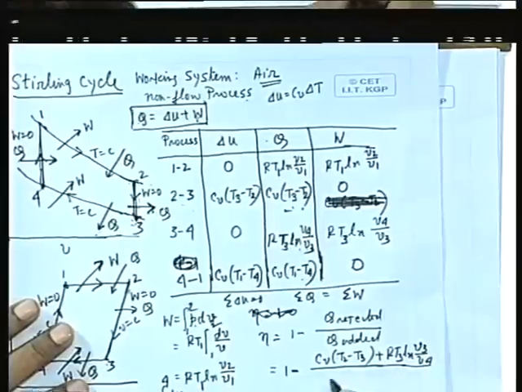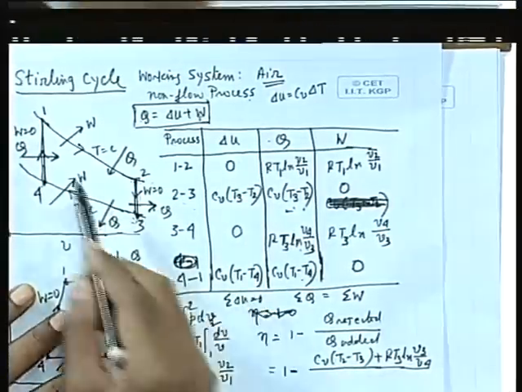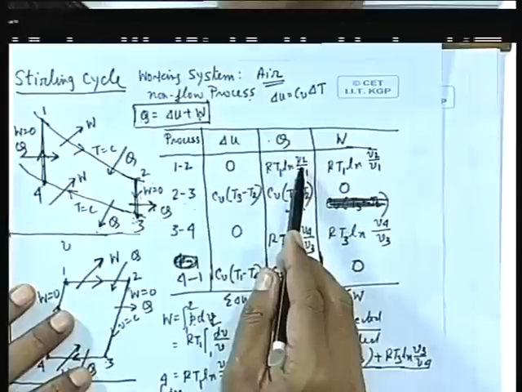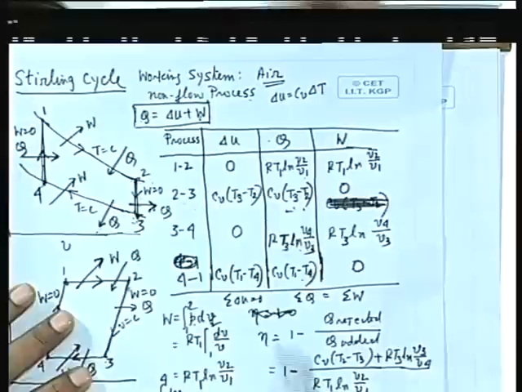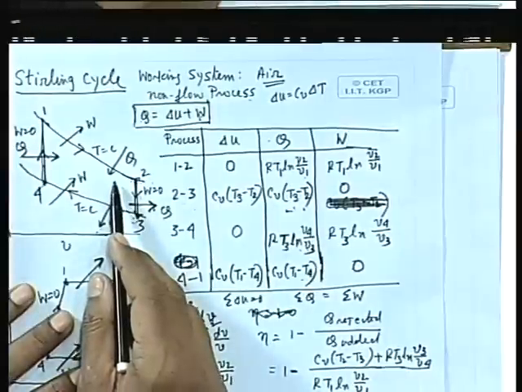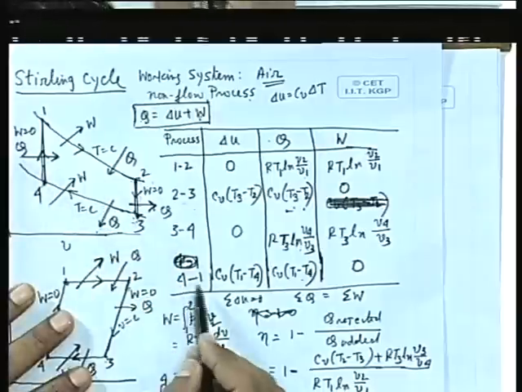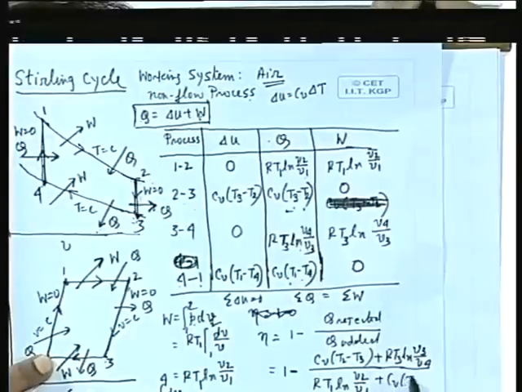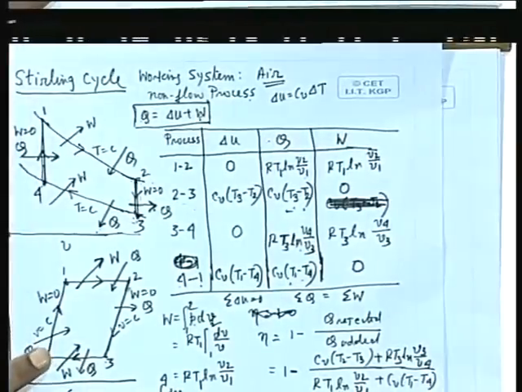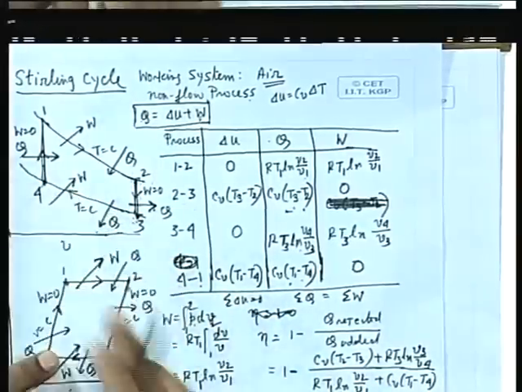You understand this? Then Q added is which one? Process 1-2, where Q is positive, so I write RT1 ln(V2 by V1). And another process where heat is being added is 4-1, where it is positive: plus Cv(T1 minus T4). So this is the expression of the cycle efficiency, or thermal efficiency, of the Stirling cycle.